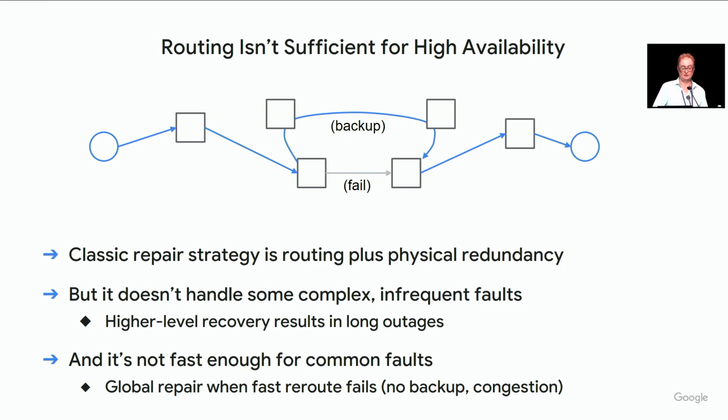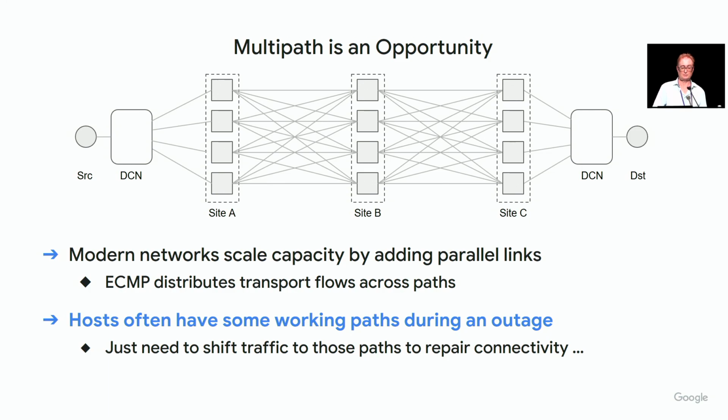And the reason is that local repair mechanisms like fast ReRoute will often fail. They might fail because there's no pre-computed backup path available, or there's too much congestion when it's used. And in this case, you need to fall back on global repair mechanisms, and they tend to be slow in large networks. Instead, Multipath provides an opportunity for faster repair.